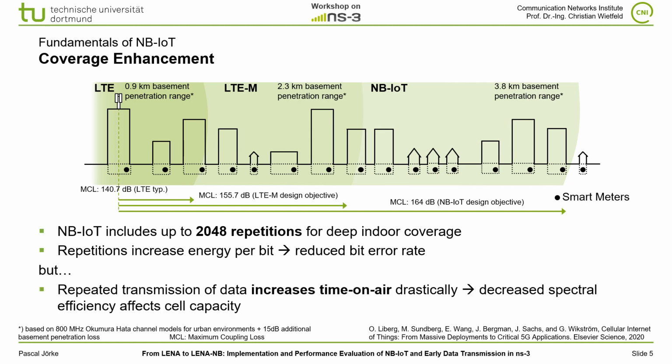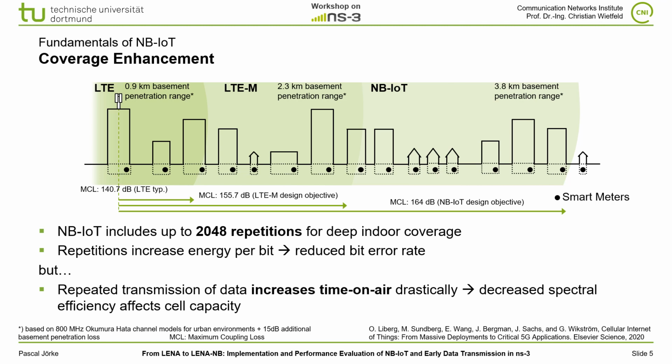But with repeated transmissions, the time on air increases drastically, which then reduces the battery life of the devices as well as the spectral efficiency, which is why the number of repetitions as well as the number of signaling messages should be as low as possible. When we talk about spectral efficiency, we talk about data being transmitted in a specific time and a specific bandwidth.